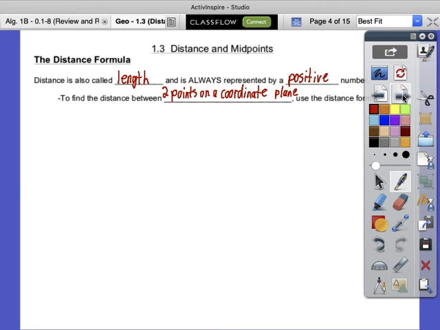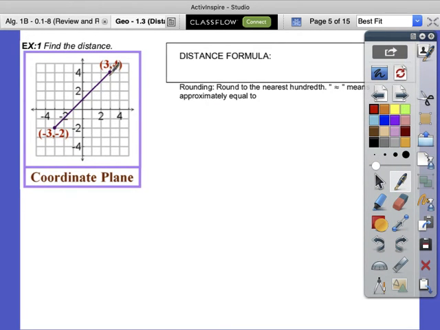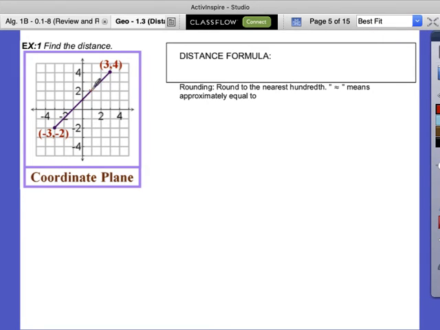So for an example, here are two points. We can't just count the distance, going 1, 2, 3, 4, 5, 6, and say this is 6 long. It doesn't work that way when it's not straight up and down or straight left and right, because we're dealing with two-dimensional space rather than one-dimensional space. So we have this fancy thing called the distance formula. Distance, d, is equal to the square root of (x2 minus x1) squared plus (y2 minus y1) squared.